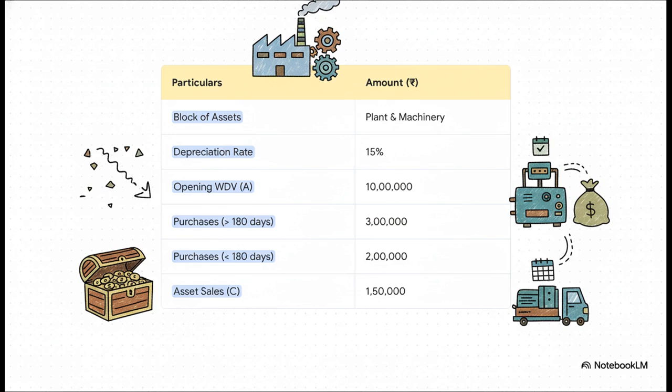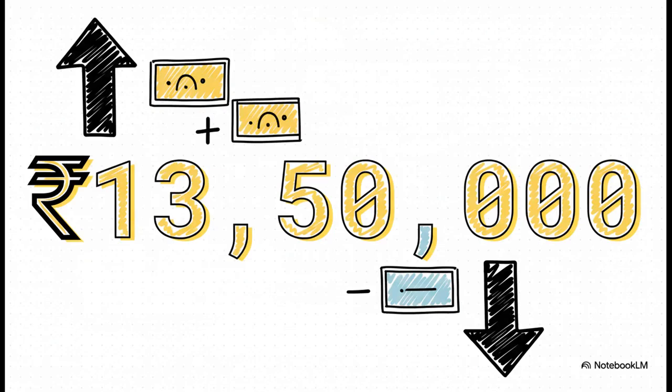During the year, they buy a machine for 3 lakh, and then later on, they buy another one for 2 lakh. They also sell off an old piece of machinery for 1.5 lakh. So, first step, let's find the value of the block that's eligible for depreciation.